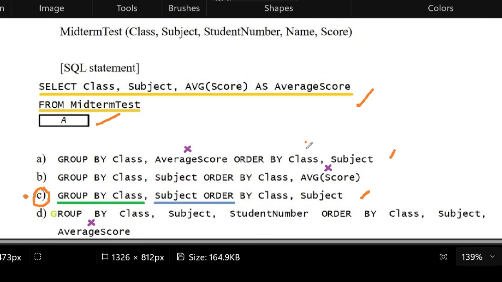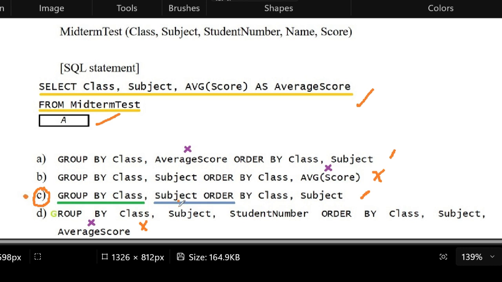Therefore, if we keep on getting the average scores here, then we can eliminate them. For example, B and D. Okay, order by class, subject, and average score. Letter B, order by class, average score. Now, actually, this part with the group by class, subject, I wasn't really too sure about that. Why do you need to group by class and subject as well?